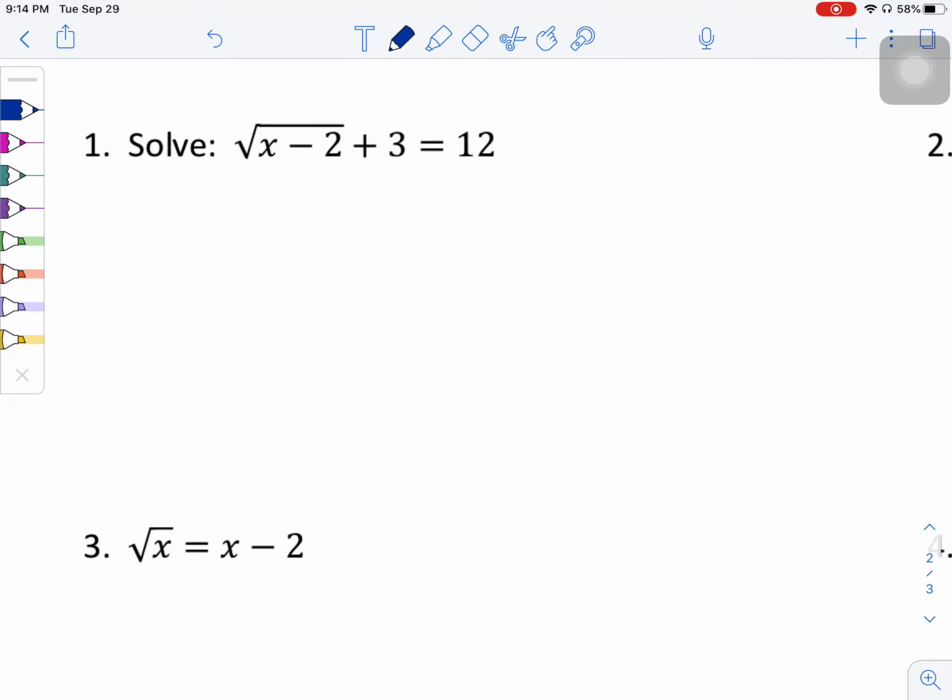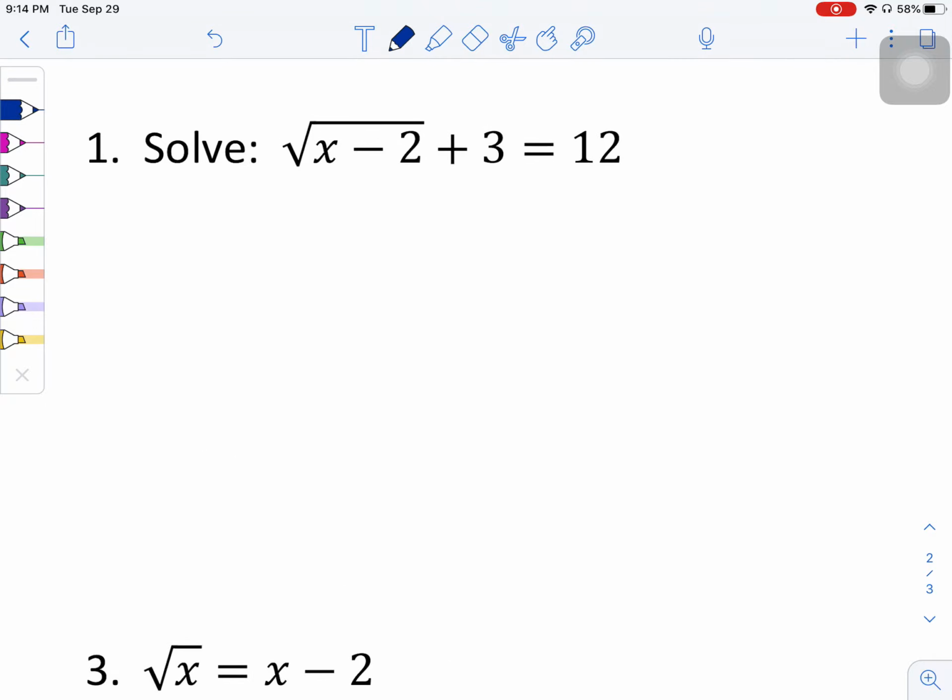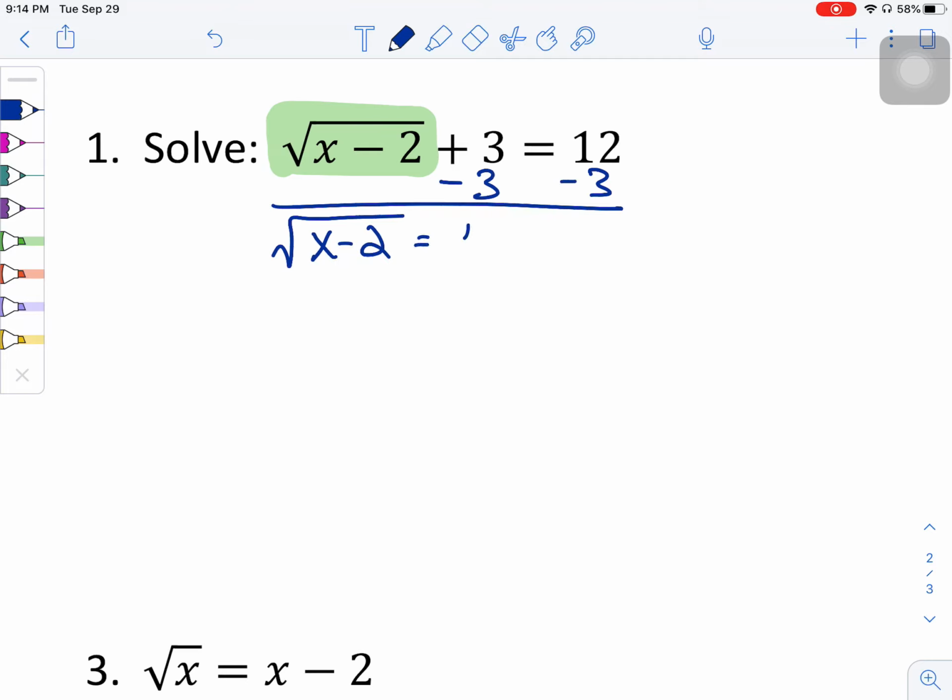So I'm going to zoom in on number 1 here. And basically what I want to think about is isolating one of the roots. Now I'm looking at this problem, I only have one root, which is nice. So I'm going to isolate it by subtracting 3 from both sides. Okay. So I've got the square root of x minus 2 is equal to, I think it's 9.